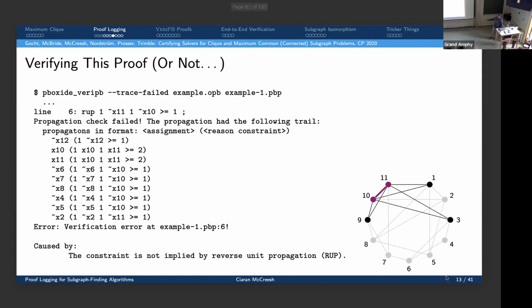In fact, we can even say trace failed to VeriPB, and it will tell you here, okay, you asked me to backtrack from setting vertices 10 and 11. If I set both 10 and 11 to true, then, well, vertex 12 we rejected earlier in the proof. 6 isn't adjacent, 7 isn't adjacent, 8, 4, 5, 2, these are not adjacent. And these are all of the facts that VeriPB was able to figure out. And it's looking at this and saying, this isn't enough to let me derive a contradiction.